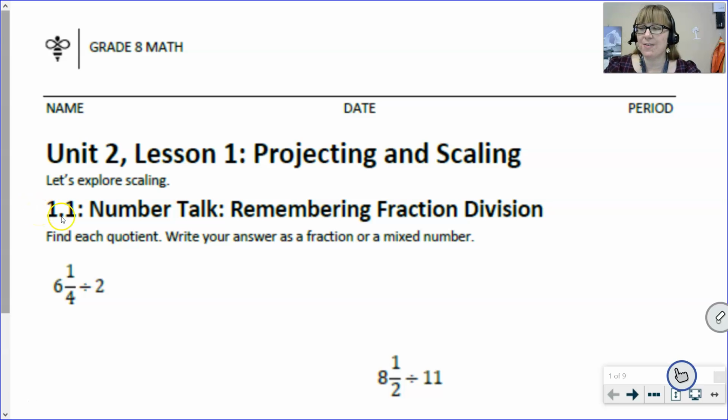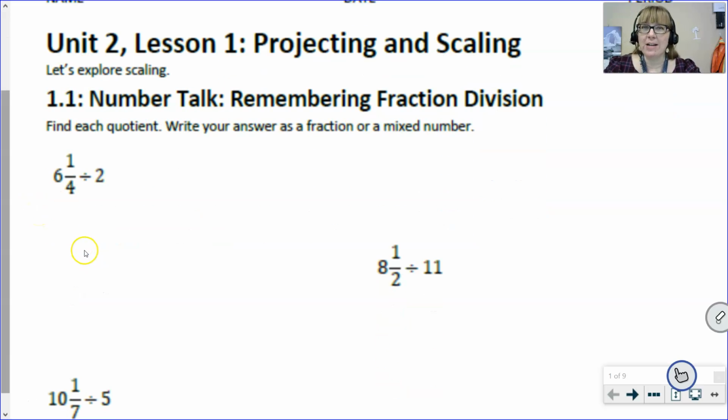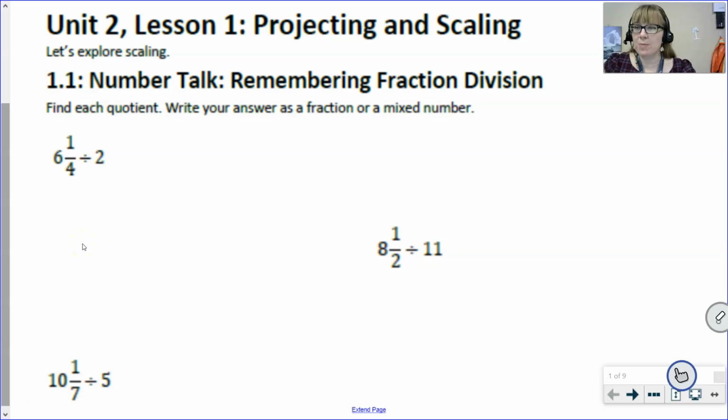We are going to start off with this number talk as a warm-up. It asks us to find each quotient and write our answer as a fraction, an improper fraction, or a mixed number. I want you to get started just by answering 6 1/4 divided by 2. I want you to see what you can recall and do on your own before you continue in the video.